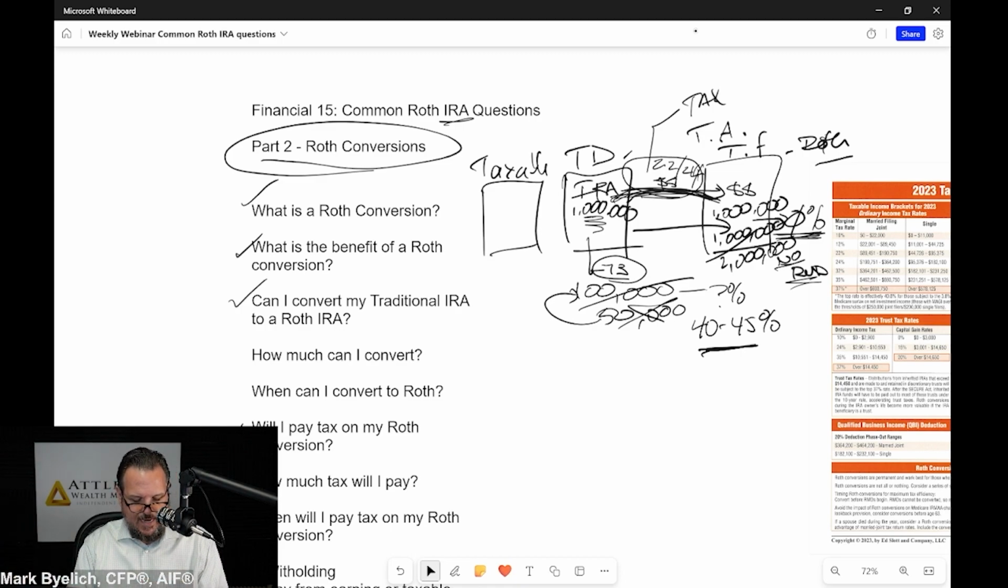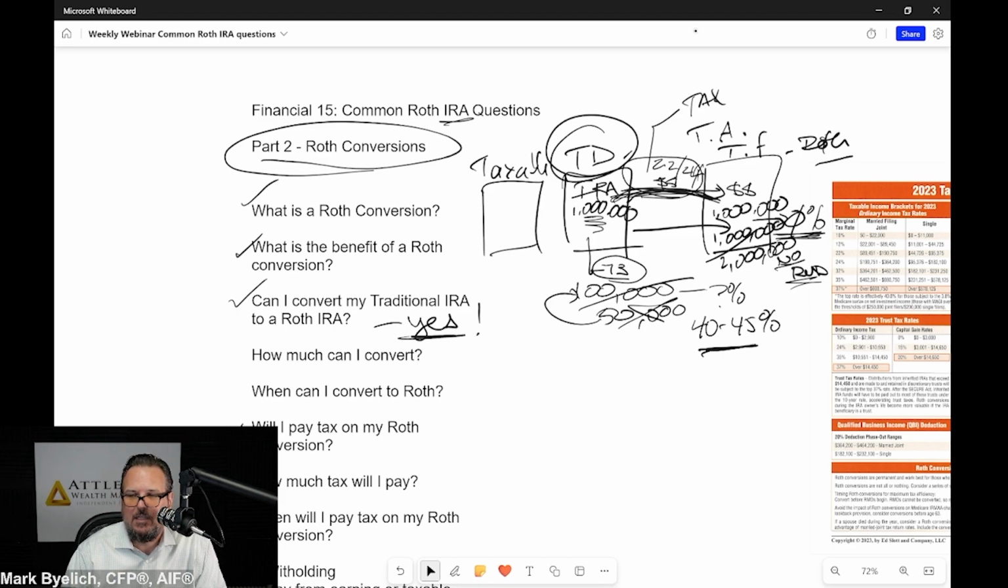So the next question: can I convert my traditional IRA to a Roth IRA? Well, the short answer is yes. Anyone who has a traditional IRA or traditional 401k, I promised I wasn't going to talk about that, but I just have to, a traditional retirement plan, you can convert it. Now, with a retirement plan, you have to have a retirement plan to convert it in. They have to allow you to convert it. So this is why I don't like to talk about that. That's very specific. But if you have a traditional IRA, you can certainly convert it to a Roth IRA.